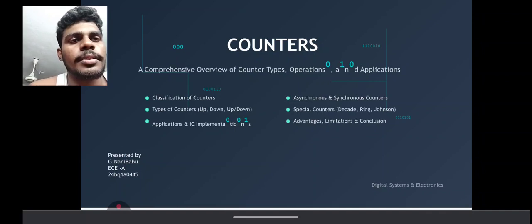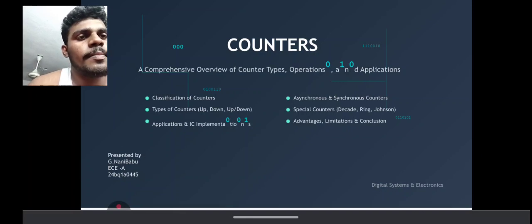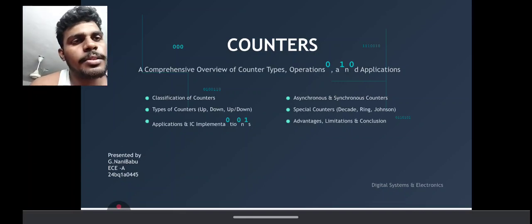The types of counters: up, down, and up-down. Applications and IC elements. Special counters: decade, ring, and Johnson counters. Advantages, limits, and conclusion.